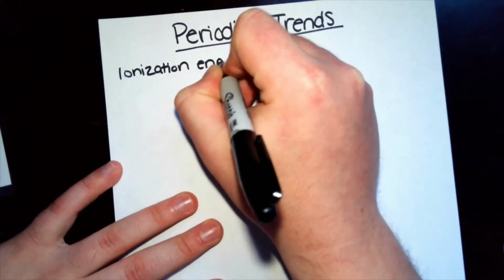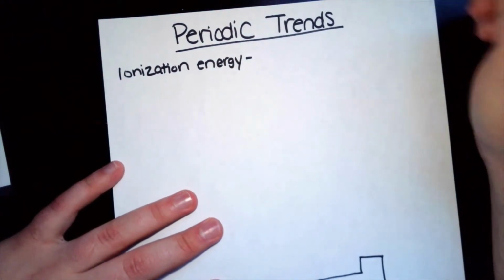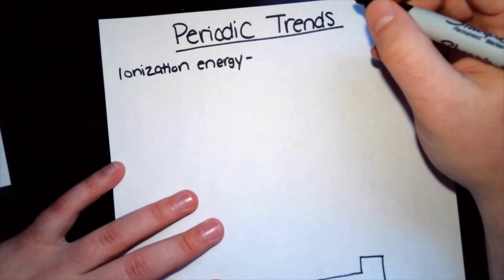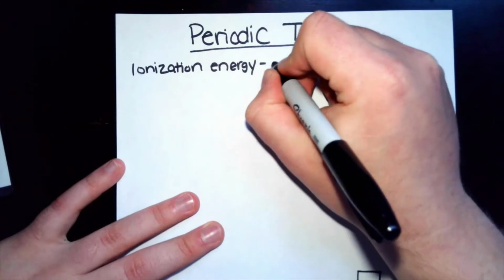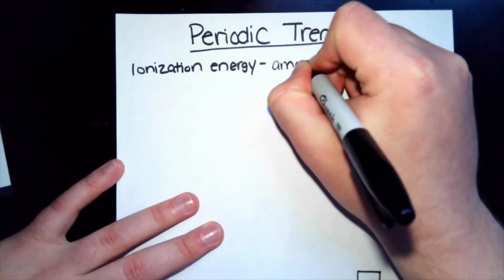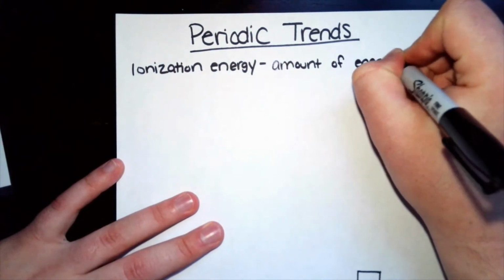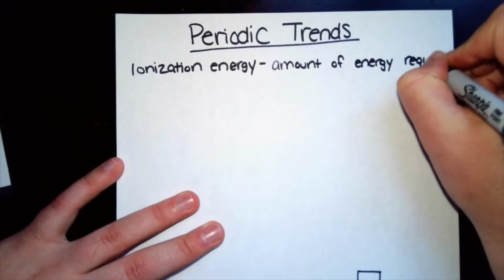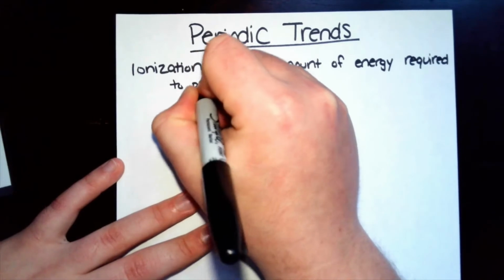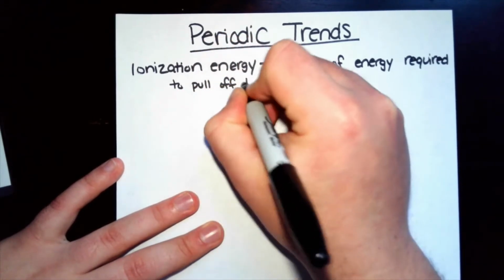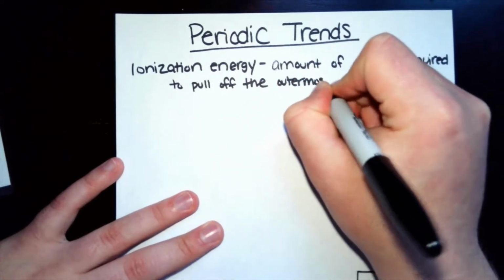So I've talked about ionization already. Ionization is about pulling off an electron to make a positive ion. Because remember, when you lose an electron, you become positively charged. So the ionization energy is the amount of energy required to pull off the outermost electron, which again, remember, is called the valence electron.